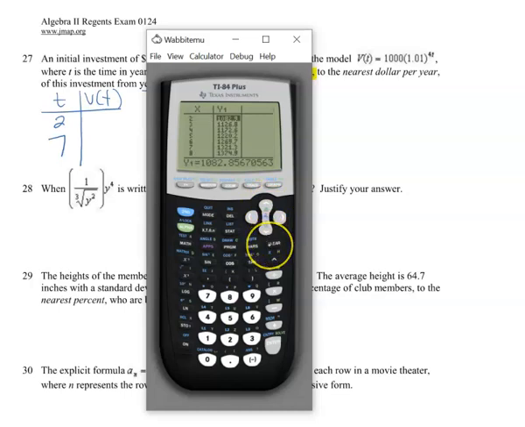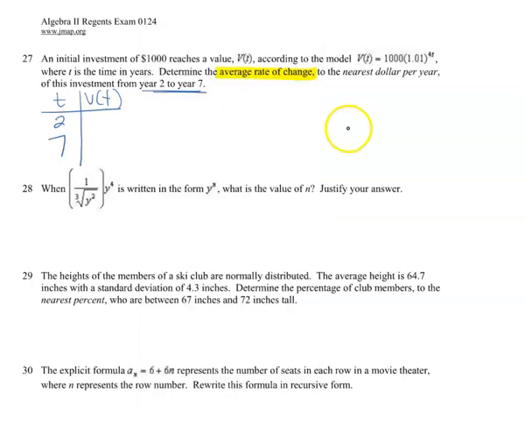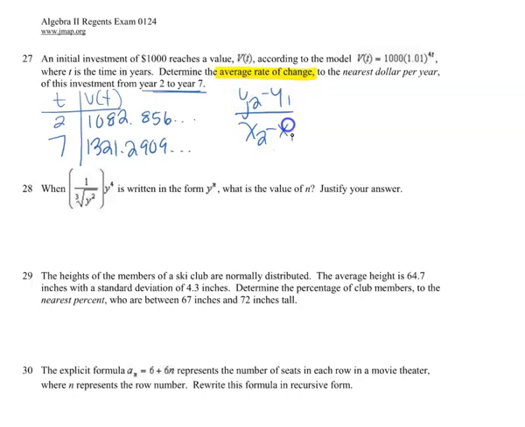So we got this like 1082 number and this 1321 number according to my table of values. So let me jot those down. All right, now average rate of change is your change in y over your change in x, which is ultimately in this problem v of 7 minus v of 2 all over 7 minus 2.